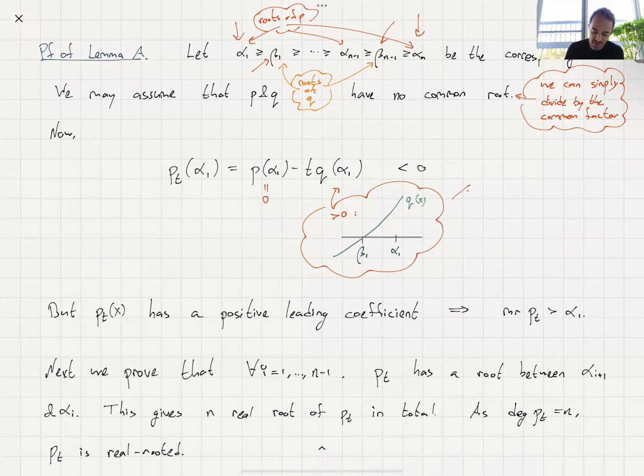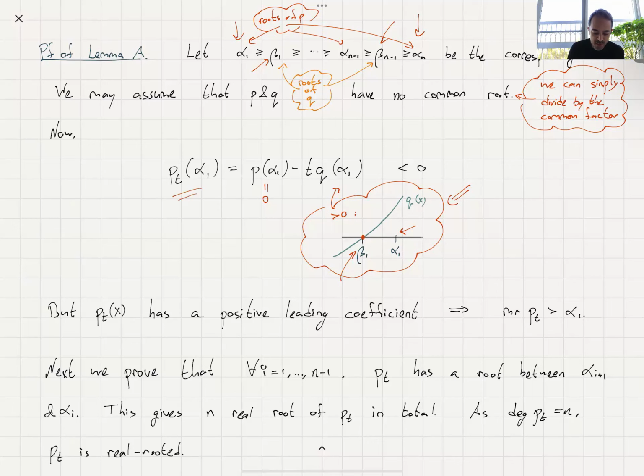So let's look at this picture. Alpha 1 is the max root of P. That's fine, P is real-rooted, and beta 1 is to the left of alpha 1. And Q has a positive leading coefficient, which means that Q of alpha 1 is positive, according to this picture. Beta 1 is the last place where Q meets the x-axis, and from that point onwards it just goes up because it has a positive leading coefficient, and so Q of alpha 1 is positive.